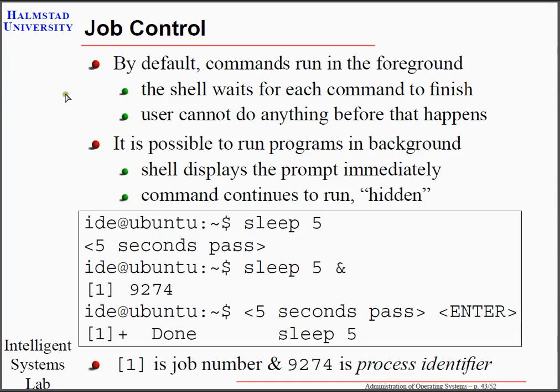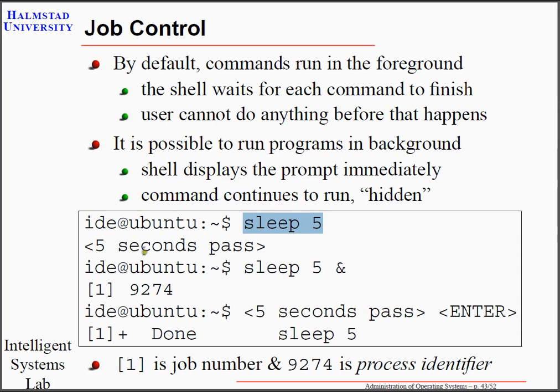One of the other things that I wanted to talk about as far as shell is concerned is job control. By default, commands run in something called foreground. Whenever you execute a command, the shell will wait for it to finish, and you basically cannot do anything before that happens. Other than foreground, you can run programs in background, and in that case, the shell will display the prompt immediately, and the command will continue to run, hidden from view.